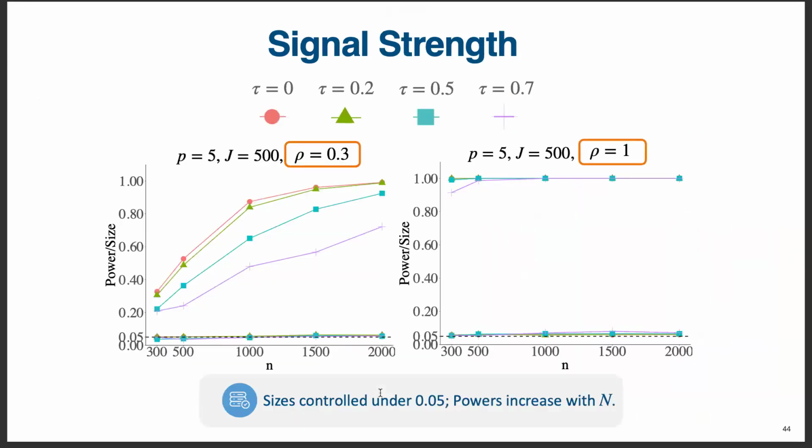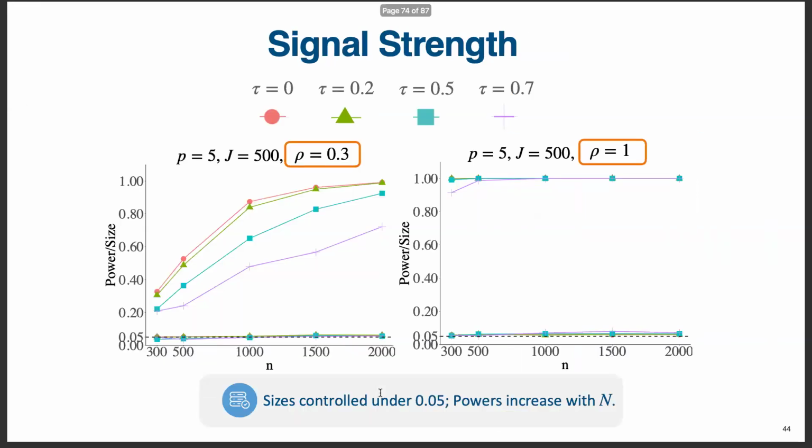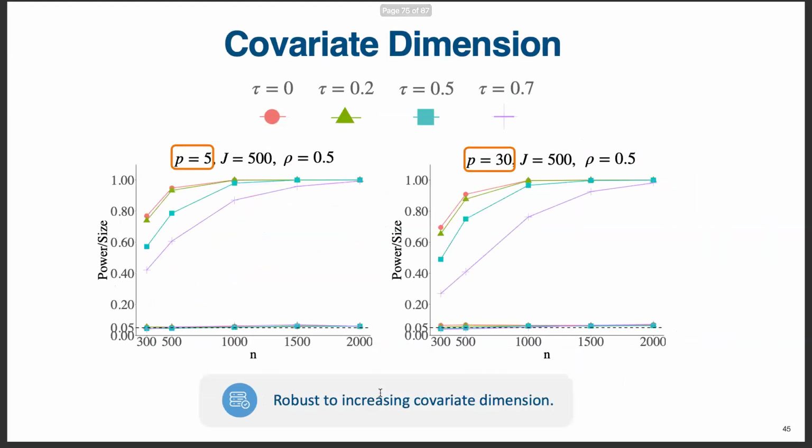Here are the simulation results. We show the type 1 error can be very well controlled for each hypothesis test, and each row corresponds to the strength of the non-zero beta. Of course, if you have a larger signal, the power will be higher for the hypothesis testing. And also, when you increase the number of covariates, it seems quite robust. This is power for what test?